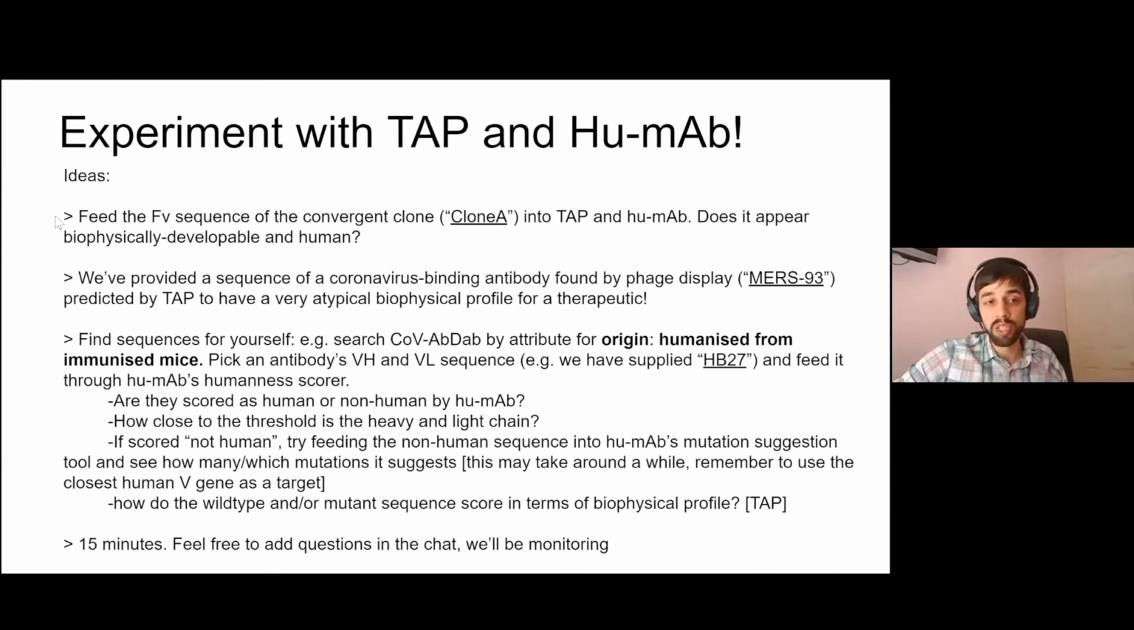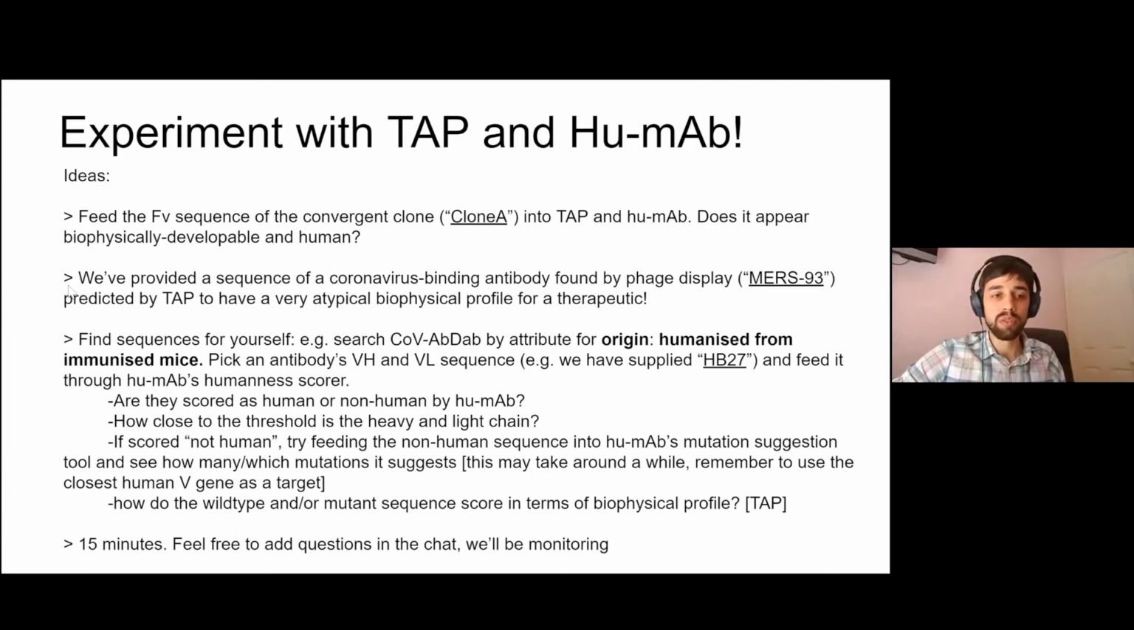So some ideas of what you might want to do is hunting in that convergent clone that we found way back in the first half of this, and see whether TAP thinks it's developable across its 5 different characteristics. And also, does HUMAB think it's human? I mean, we took it from a human consensus sequence, so you would hope so.